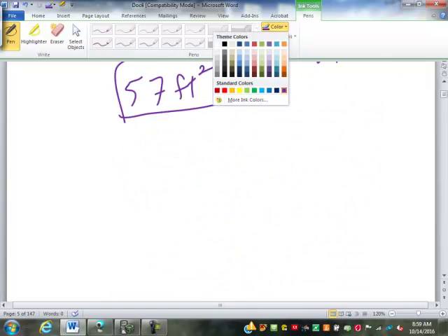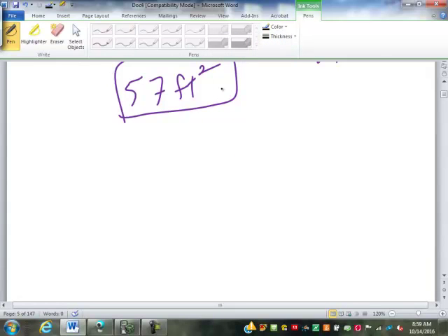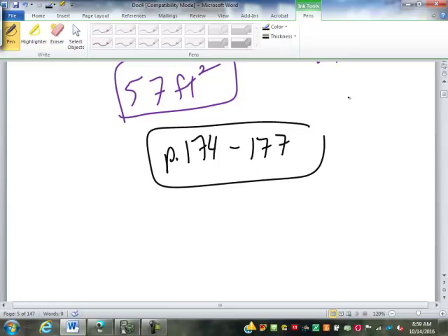So I'm going to give you a packet. And in this new packet, it's going to be page 174 through 177. It's going to deal with areas and perimeters. So I'll pass that out.